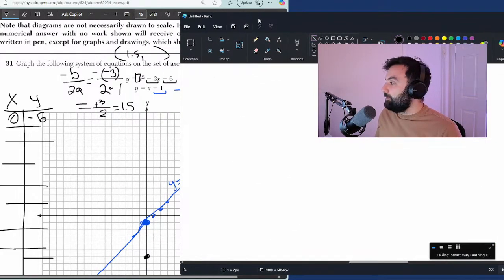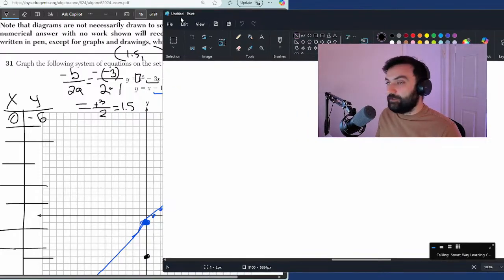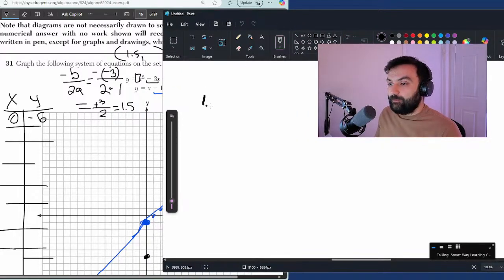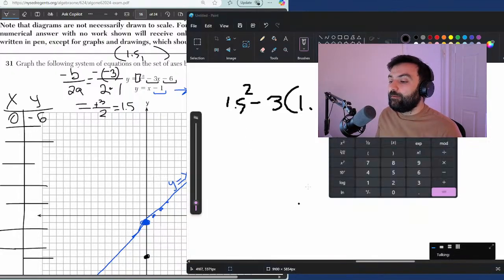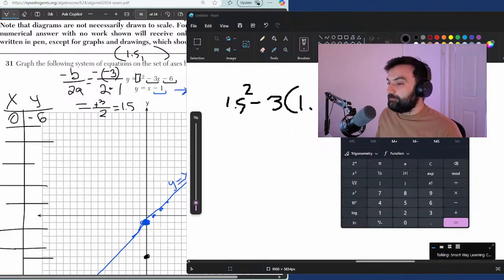In order to do that, we can use a little extra screen here and plug it in. You're all gonna have a graphing calculator, so you guys can just do it in a graphing calculator. I'm going to do it in a regular calculator. Calculating.